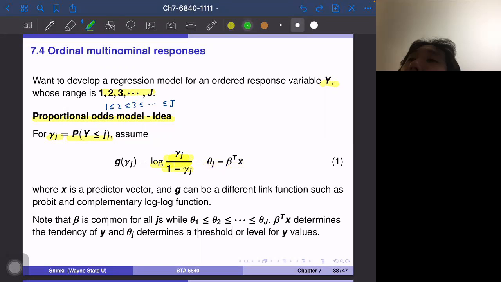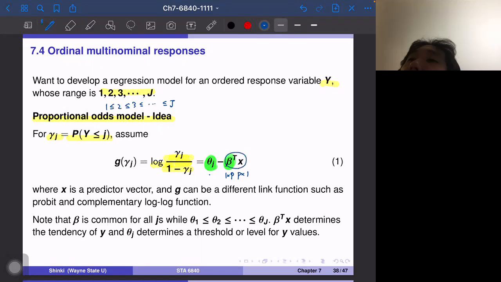So here theta j and beta are parameters, and x is the predictor. So x is typically p-dimensional, so beta is also p-dimensional, so beta transposed is 1 times p. And this is an additional parameter. And the point is that the beta does not depend on j, but here just the constant theta j depends on j. So that's the difference.